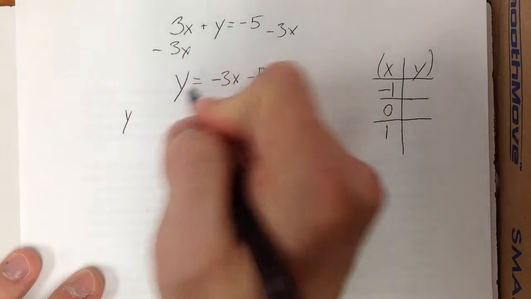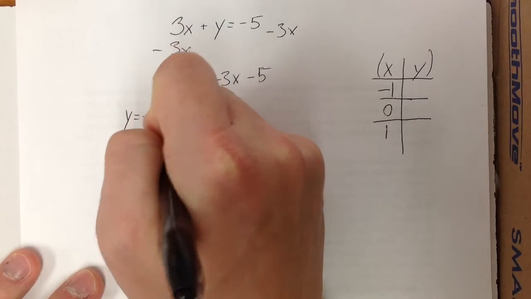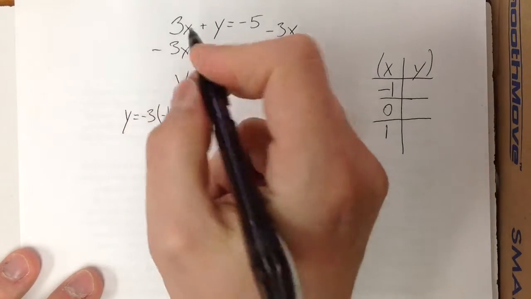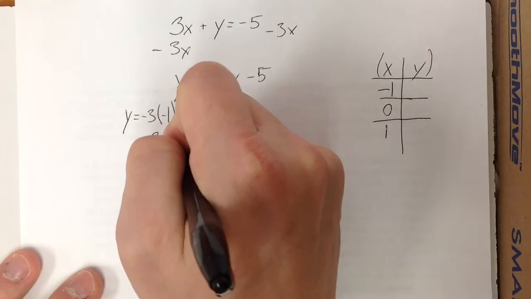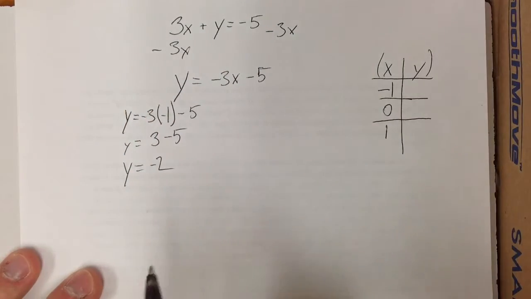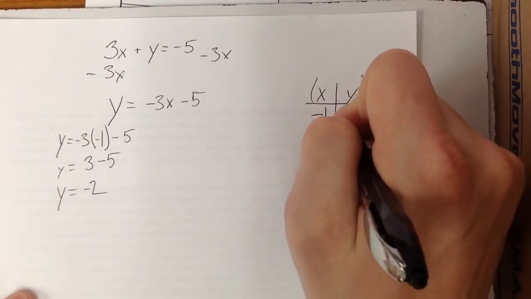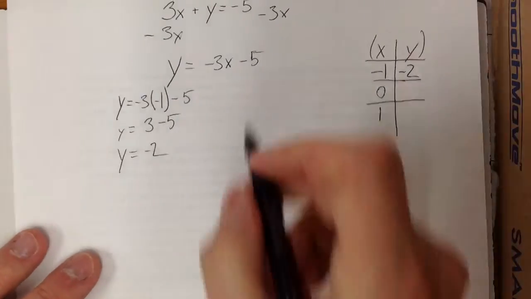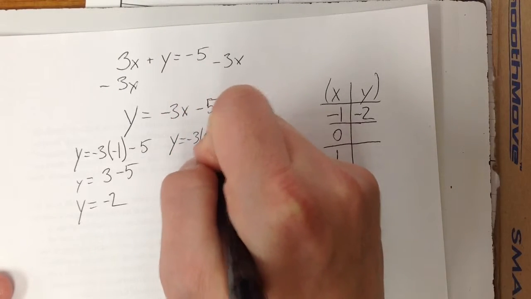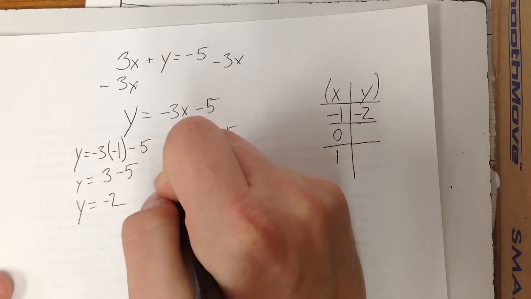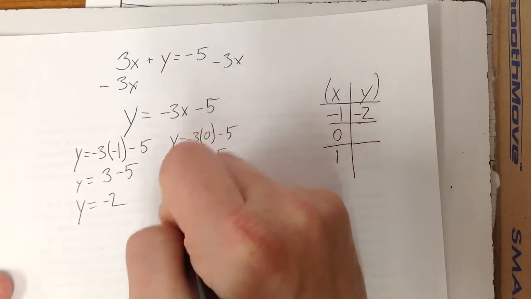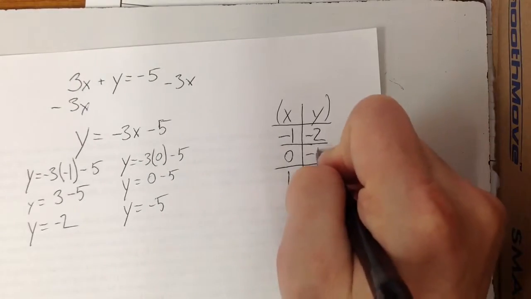Let's do y equals -3 times -1 minus 5. So -3 times -1 is equal to +3 minus 5. Therefore y is equal to -2, or 3 plus a -5. So -1 comma -2. Let's do that same thing for 0. Y equals -3 times 0 minus 5. Anything times 0 is 0, so 0 minus 5 is the same as a -5.